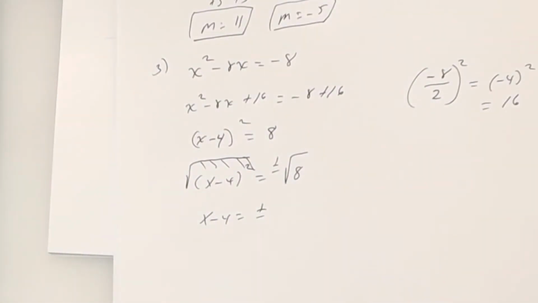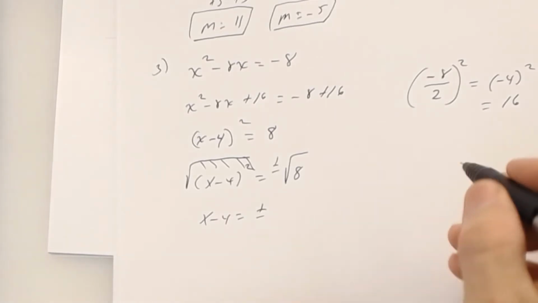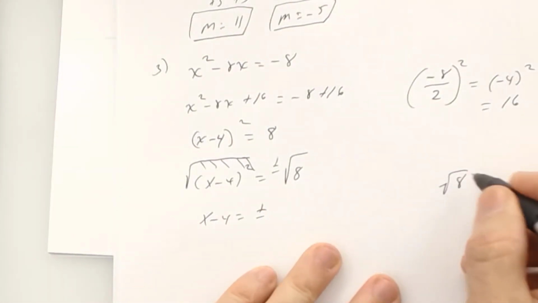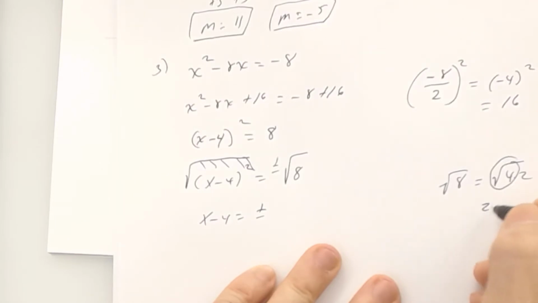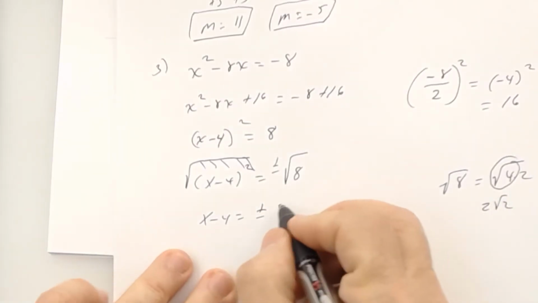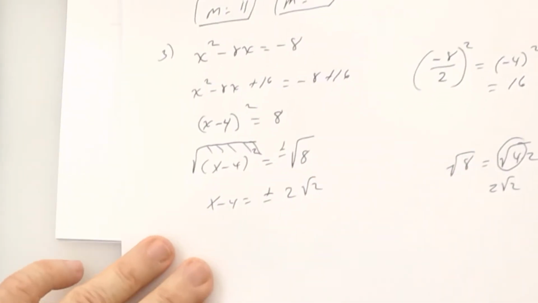Now, is 8 a perfect square? No. So am I going to end up with rational or irrational solutions? Irrational. All right, but I can still simplify the square root of 8. And what perfect square goes into 8? 4. So that's 4 times 2. And the square root of 4 is what? 2. So I got 2 square root of 2. So that's 2 square root of 2 right here, right?